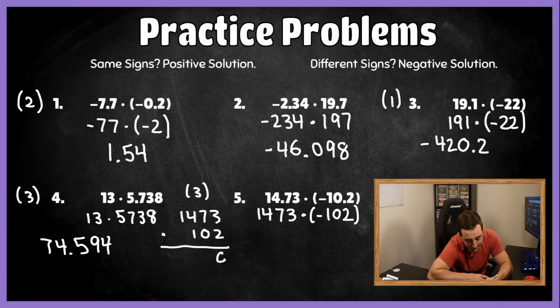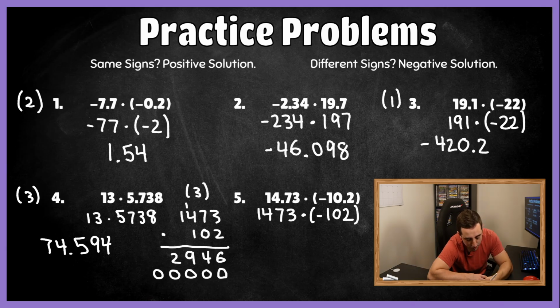2 times 3 is 6. 2 times 7 is 14, carry the 1. 2 times 4 is 8, plus 1 is 9. 2 times 1 is 2. On the next line, add a 0. 0 times 3 is 0. 0 times 7, 0. 0 times 4, 0. And finally, 0 times 1, 0.